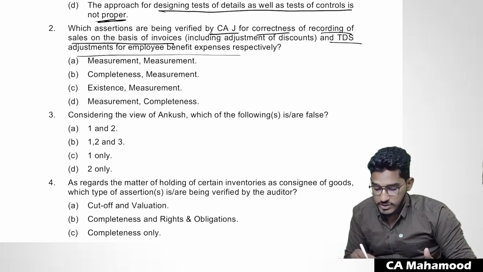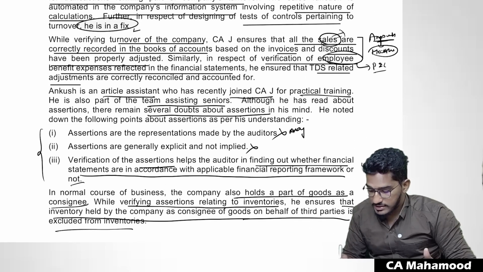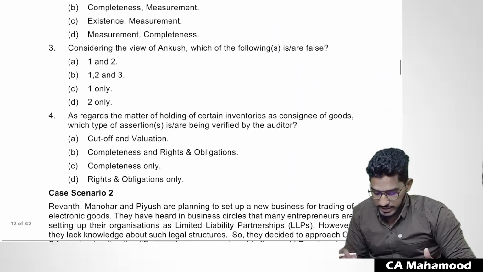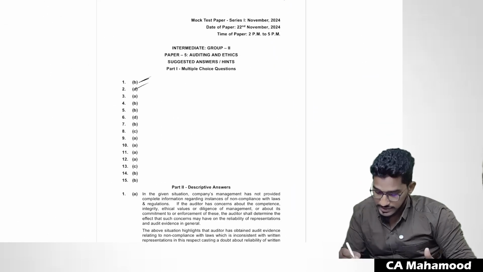Next. Which assertions are being verified by CAJ for correctness of recording of the sales on the basis of invoice and TDS adjustments for employee benefit expenses? This we have written at the respective explanation itself. In both the cases, he is trying to verify measurement. Both are P&L items. He is trying to verify the measurement assertion. So if you cross verify with the key, 2 is A.